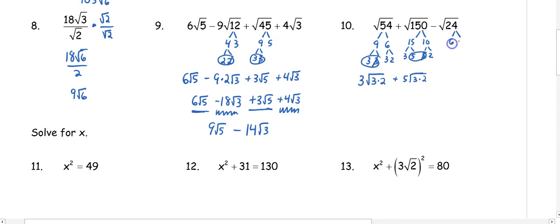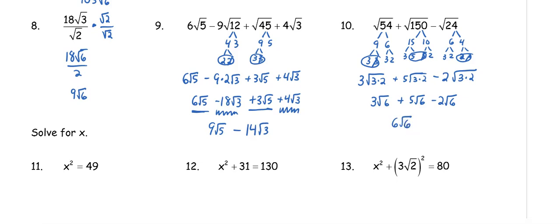And then in 24, 6 times 4, 6 breaks to 3 and 2. 4 breaks to 2 and 2. So we have a pair of 2's left over. That's going to go out front. So we have negative 2 root 3 times 2. So when I multiply, I get 3 root 6 plus 5 root 6 minus 2 root 6. Now they're all root 6's, so we can combine them together. 3 plus 5 is 8, minus 2 will get us 6 root 6.